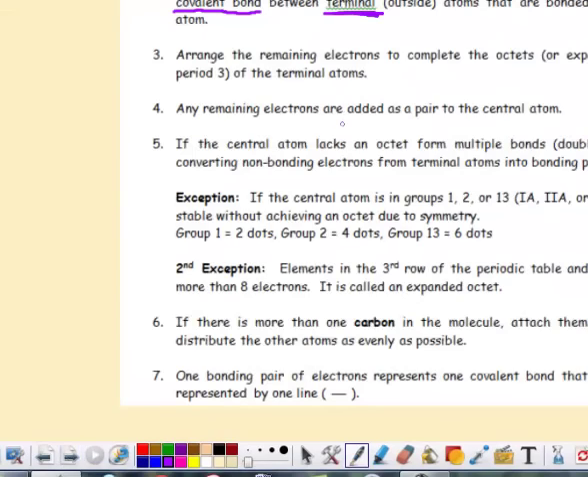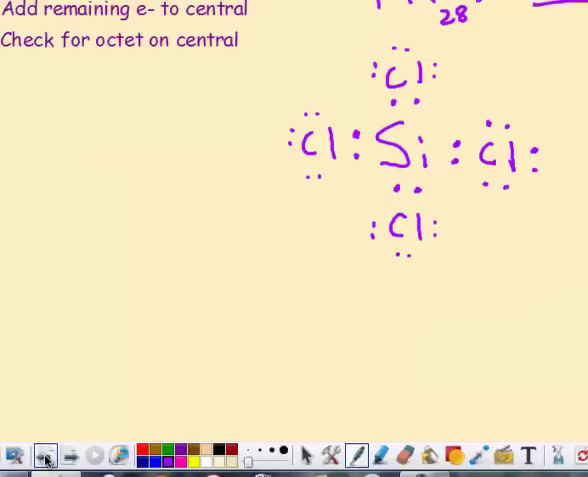Any remaining electrons, so after you complete the octet, you count how many electrons you've used, and any remaining ones are added as a pair to the central atom. All right, so I've used up 8 plus 8 plus 8 plus 8 is 32. I used up 32 electrons. I only had 32 electrons, so I don't have any left over.